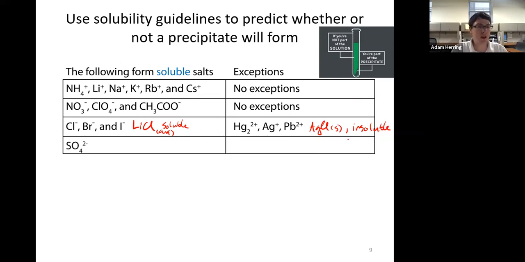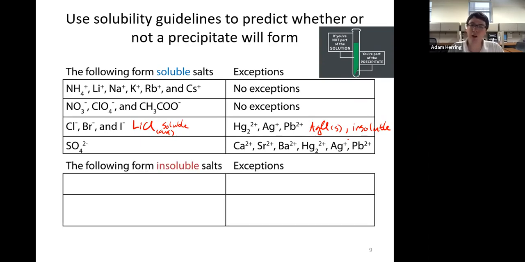The last polyatomic ion that tends to be water soluble is sulfate. Most sulfates are soluble, and the exceptions that you need to be aware of are calcium sulfate, strontium sulfate, barium sulfate, and then mercury, silver, and lead sulfates. Now, you don't need to have these memorized because they're given to you on the data sheet that we provide you in the ebook.